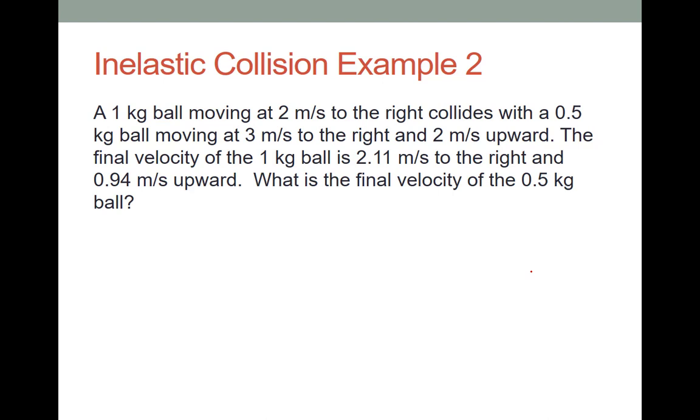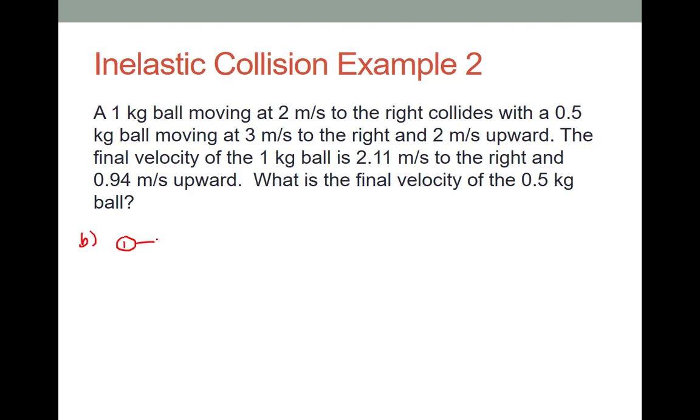Here is another inelastic collision. We have a 1 kilogram ball moving at 2 meters per second to the right, colliding with a 0.5 kilogram ball moving at 3 meters per second to the right and 2 meters per second upward. We're given the final velocity of the 1 kilogram ball, and we want to find the final velocity of the 0.5 kilogram ball. As before, I'm going to draw a picture.